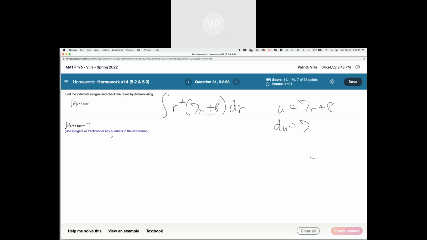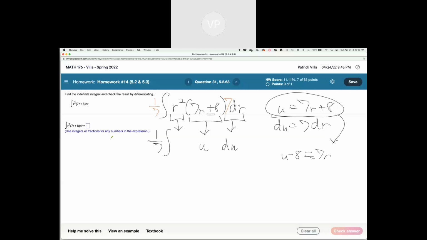du equals 7 dr. Notice the derivative of 7r plus 8 is just 7. So I need to put a 7 here. And I can as long as I balance and put one seventh out front. Okay, so that'll give me the parenthesis is going to become a u. This is going to become my du. But I have this problem with the r squared. Okay, so how can I do that? Well, like we did before, remember, you can solve for r. You get u minus 8 over 7 equals r.